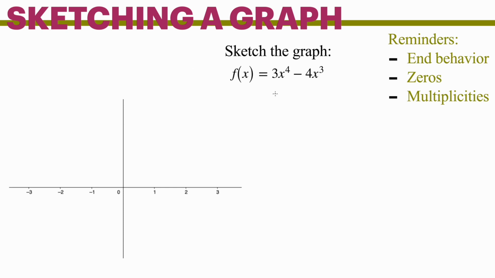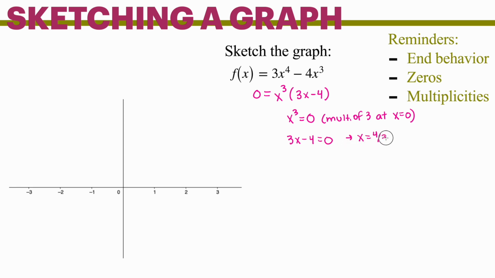So for this one, I can actually factor out an x cubed, and I'm left with 3x minus 4. And now I'm going to find the zeros. I know that there's going to be an x cubed equals 0, which means it is a multiplicity of 3 at x equals 0. And I also know there's going to be a 3x minus 4, which means x is going to equal 4/3. And it's just going to cross.